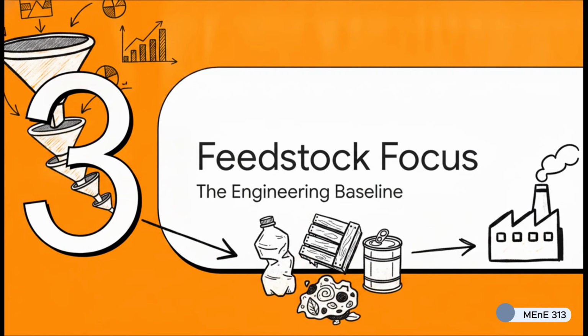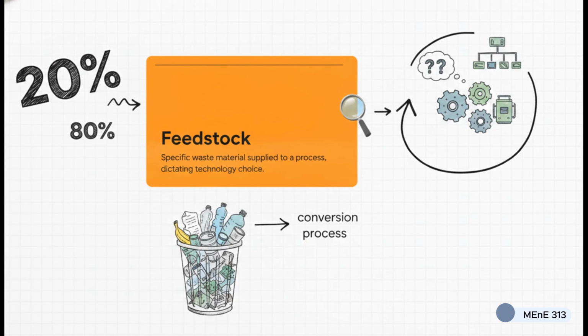All right, let's head into Section 3, feedstock, which is really your starting point. Listen, if there's a 20% concept that explains 80% of this entire chapter, it is this right here. Feedstock is the specific waste material supplied to a conversion process. And here's the golden rule. Its characterization strictly dictates your viable technology choices. You literally must secure and rigorously characterize your waste stream before you select a technology, never the other way around.